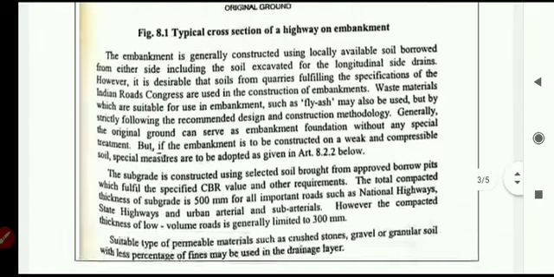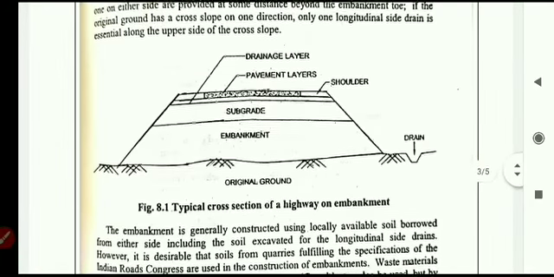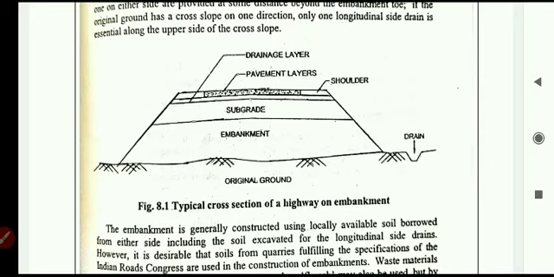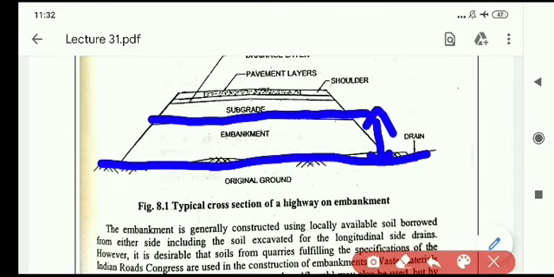So the first one is components of highway on embankment. What do you mean by the components of highway on embankment? Components means the parts of the highway across the embankment, that is filling. You can see the sketch here. This is the natural ground, over which the filling is done. Filling is done till here. This is called the embankment, the soil strata.